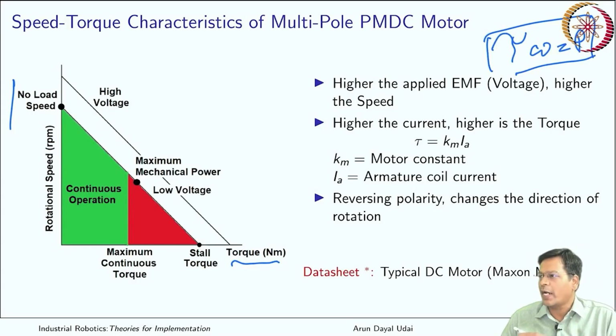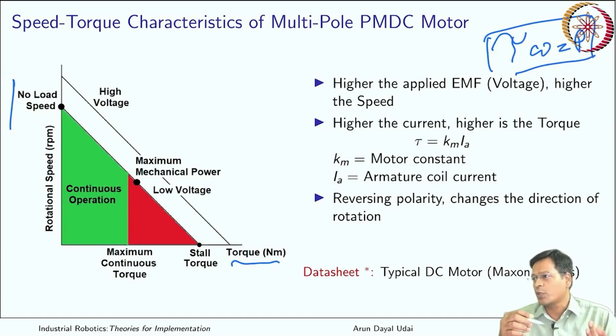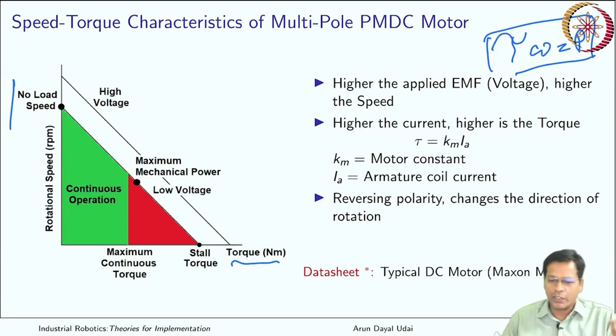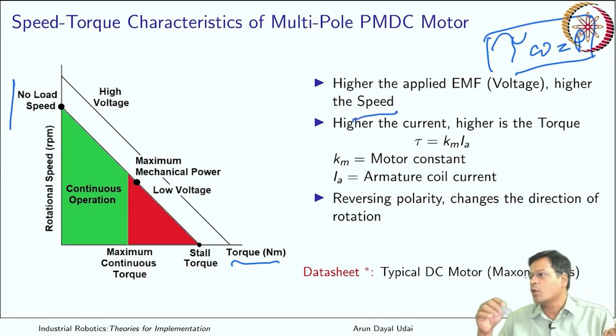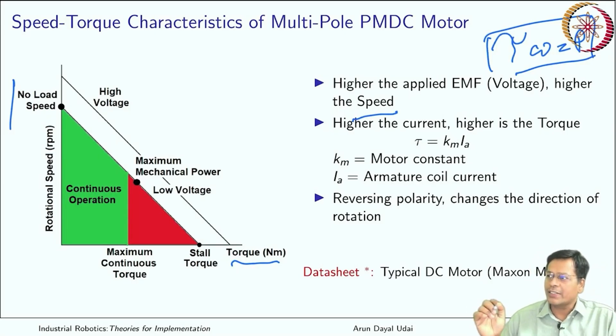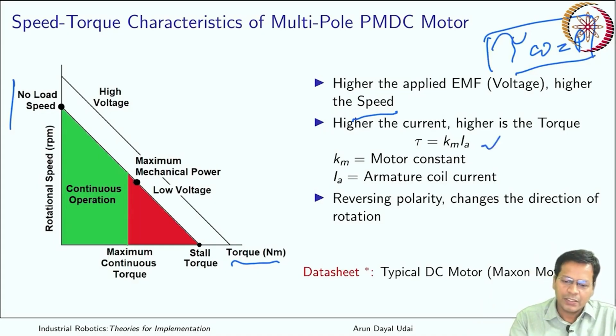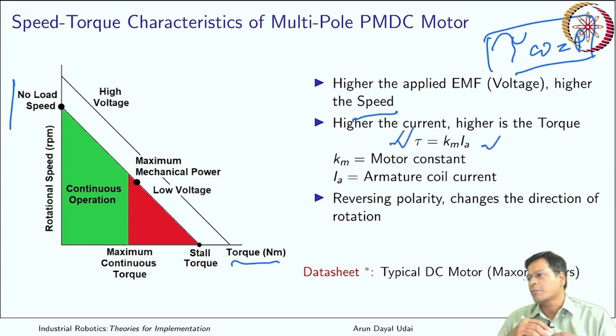So higher the applied EMF, that is the voltage, higher is the speed. In order to control the speed of a DC motor, you have to apply more voltage to it. So effective voltage should increase. Higher the current, you can increase the torque. So both of them can be controlled. Higher torque means higher current is flowing through your conductor.